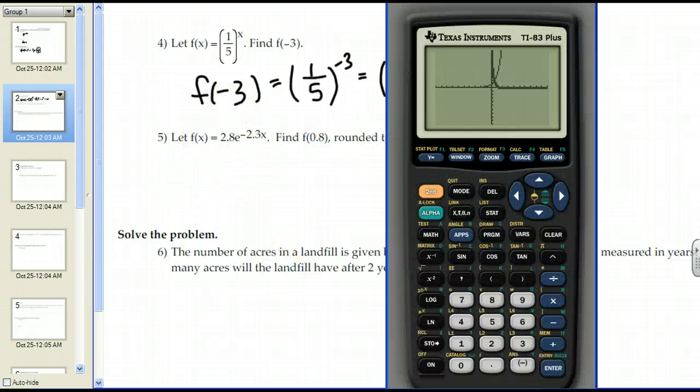Again, don't forget you can do this stuff in your calculator. Come back to your home screen, parentheses 1 divided by 5, close parentheses, raised to the negative 3 power, hit enter. There's 125. Don't forget that you have this calculator here to help you if you need it.